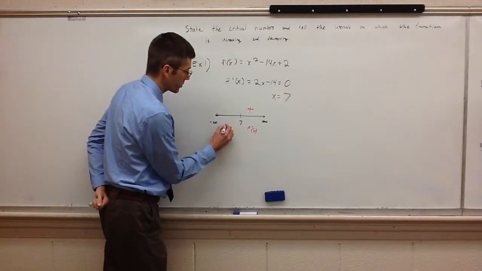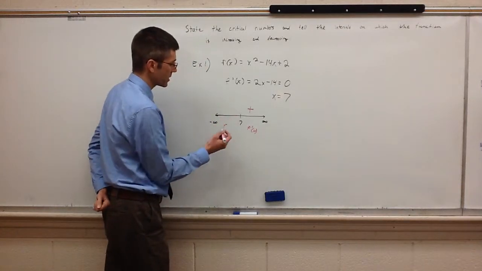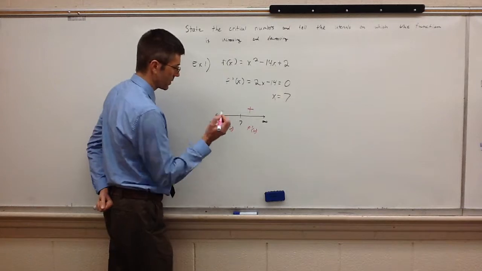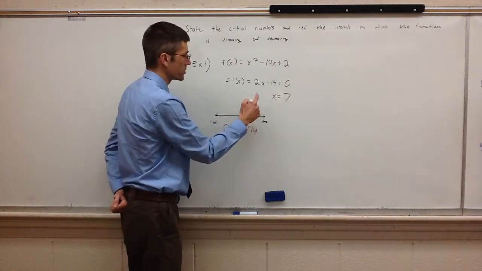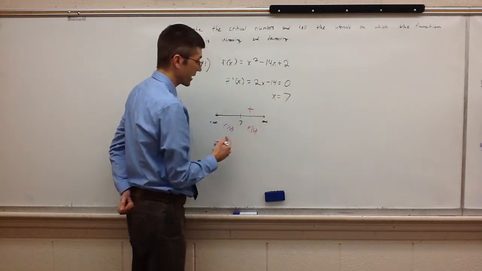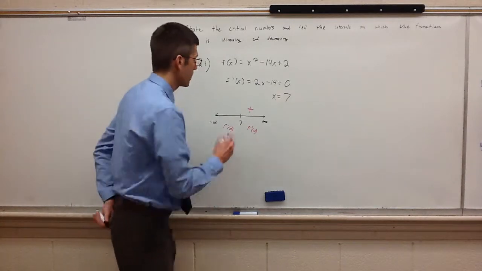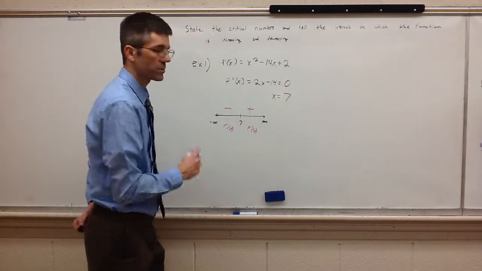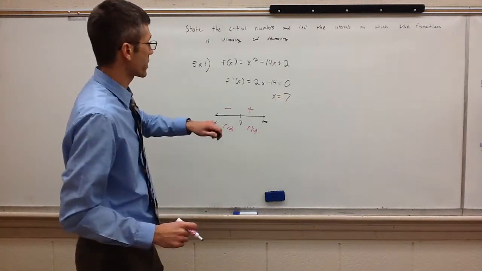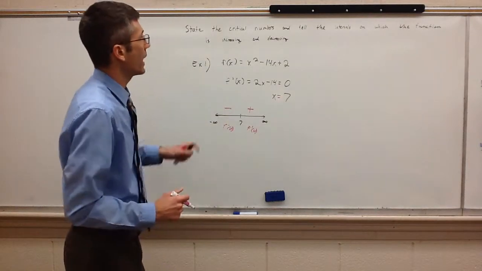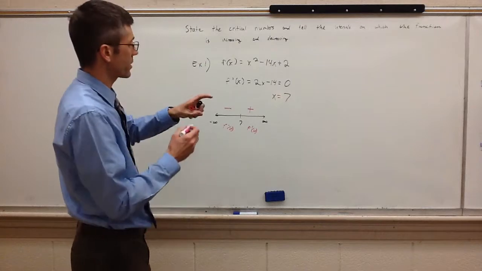Let's come over here and let's pick a number in this interval that's easy to deal with. 0 is almost always the best bet. 0 goes there. 2 times 0 minus 14. That is negative 14. I don't care that it's negative 14. I care that it's negative. Here's my final answer. We have found the critical numbers. We stated it. There it is. And tell the intervals on which the function is increasing and decreasing.